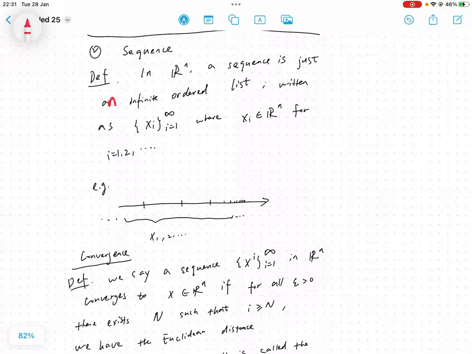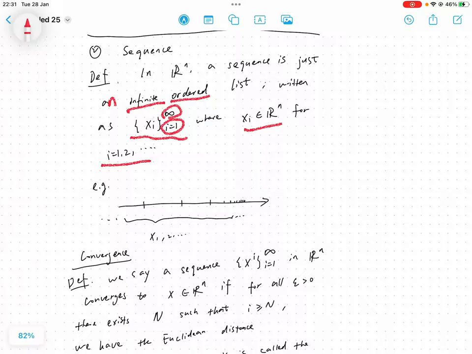We just know the definition, we just know the meaning of that. That'll be enough. If I write some sequence, you can write this x_i, with curly brackets around it and a subscript and superscript from 1 to infinity. We mentioned that this has to be an infinite list, so this is also ordered, and this x_i is an element in this Euclidean space, from 1 up to infinity.